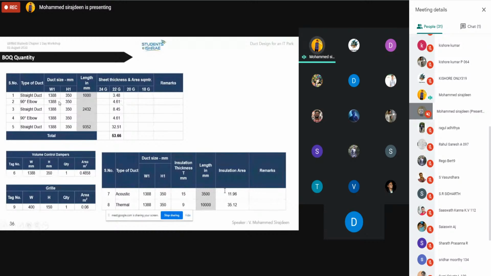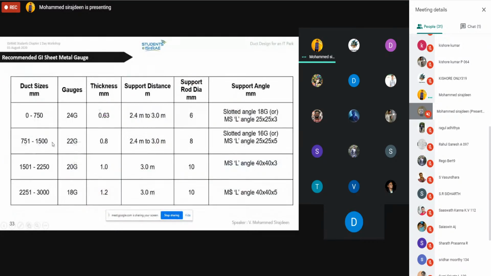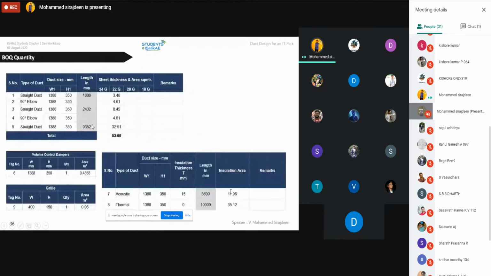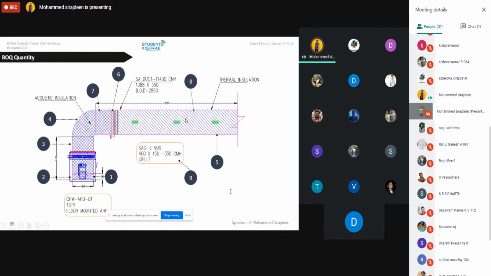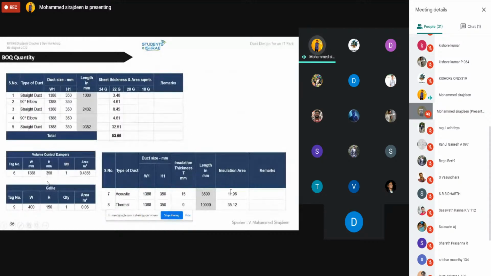Okay, the duct width is crossing more than 1350, so it is coming under 22 gauge. Okay, what is 22 gauge? 751 to 1500 is coming under 22 gauge. So I have calculated the area on 22 gauge. You have to calculate the 90-degree elbow, end cap, everything based on this calculation. And then the volume control damper. For the volume control damper we can give width times height times quantity, and we get the area. It is in mm, you have to convert into meters, so be careful. The same is applicable for grill.